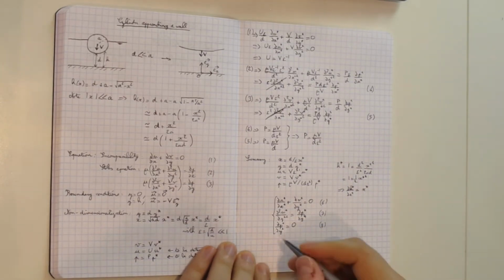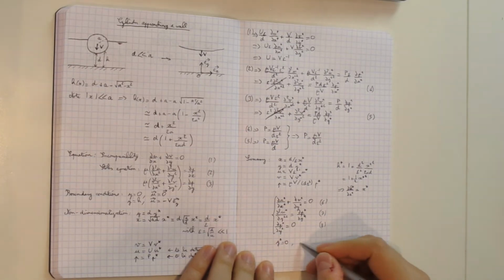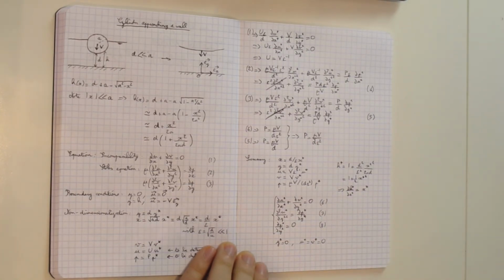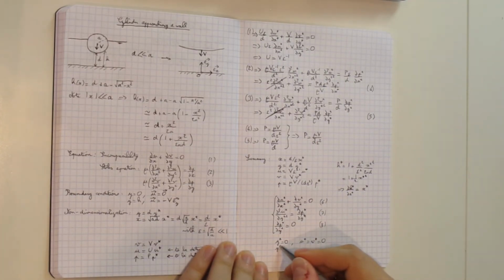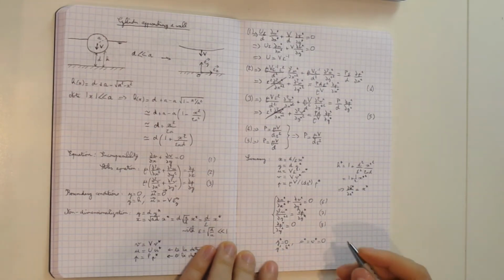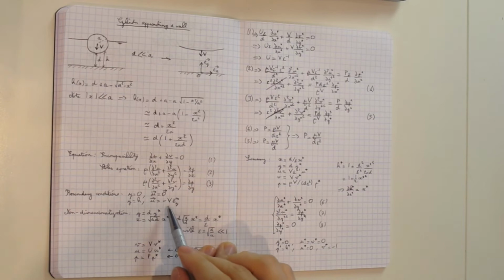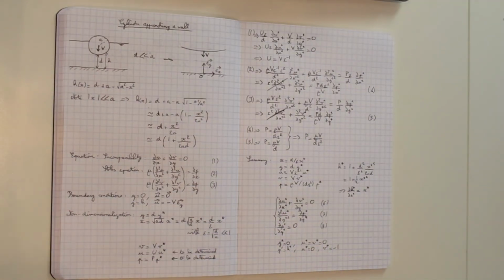And last but not least, the boundary conditions. So at y star equals 0, we should have u star and v star to be identically 0. And at y star equals h star, I should have u star equals 0 and v star equals minus 1 because of the minus sign here. And so now, based on this reduced system, we can try and find a solution.